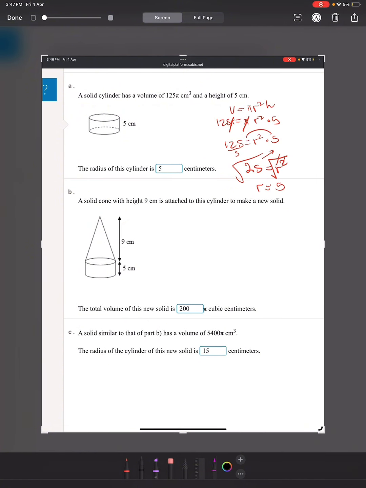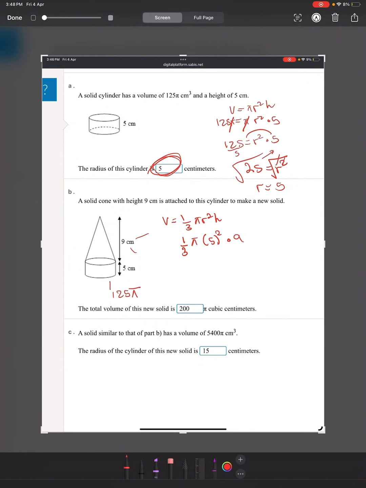And that's the answer. They want the total volume of this whole thing. So basically you're gonna find the volume of this and just add them. We already have the volume of the cylinder, which is 125 pi. We just need to find the volume of the cone. Volume of a cone is 1 over 3 pi r squared h. So 1 over 3 pi r, the radius is gonna be 5. We found the radius. The radius here is gonna be the same for the radius of the cone. That's gonna be 5 squared multiplied by the height, which is 9.